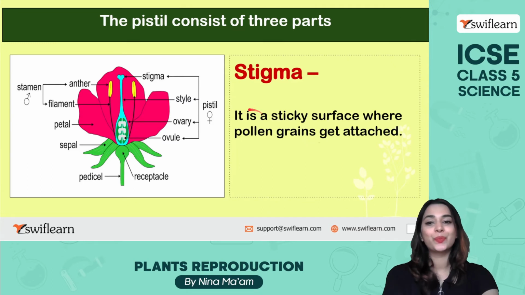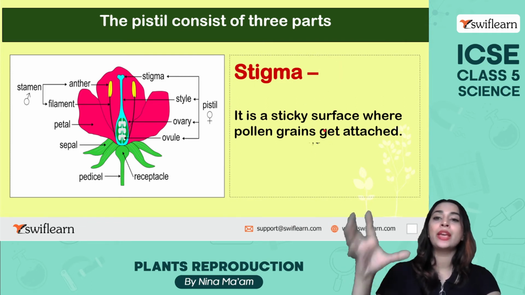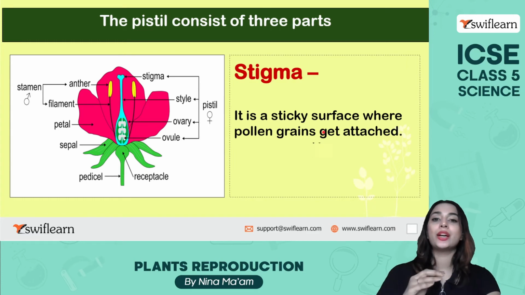And here, the pistil. The pistil consists of three parts: stigma, style, ovule, and ovary. So this is the pistil part. The stamen contains only anther and filament. So what is meant by the stigma, the top part? Stigma is a sticky surface. That is why the pollen grains can attach or stick to this sticky surface.